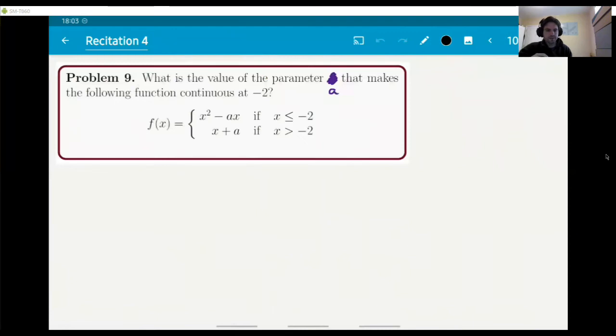Next problem, a very common type of problem for continuity. I had a little typo here. It should be a lowercase a. So I'm giving you a piecewise defined function. f of x has two possible definitions, and the breakpoint is -2. But inside of f of x, there's a parameter called little a that we don't know. And they're asking, what is the value of this parameter that makes the function continuous at -2?